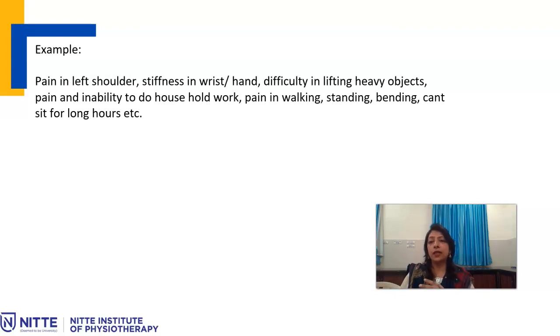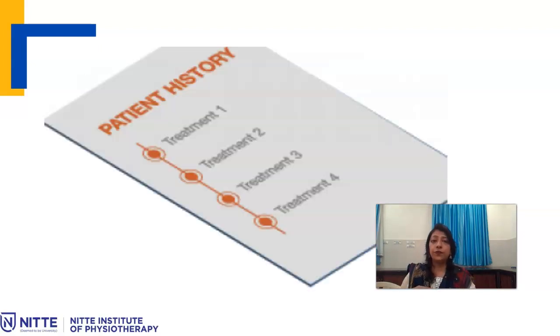So the example goes like this: pain in left shoulder, stiffness in right wrist or hand, difficulty in lifting heavy objects, pain and inability to do household work, pain in walking, standing, bending, can't sit for long hours, and so on. So whatever the patient tells you in his own language, that becomes the chief complaint of the patient. Why is he there in front of you?